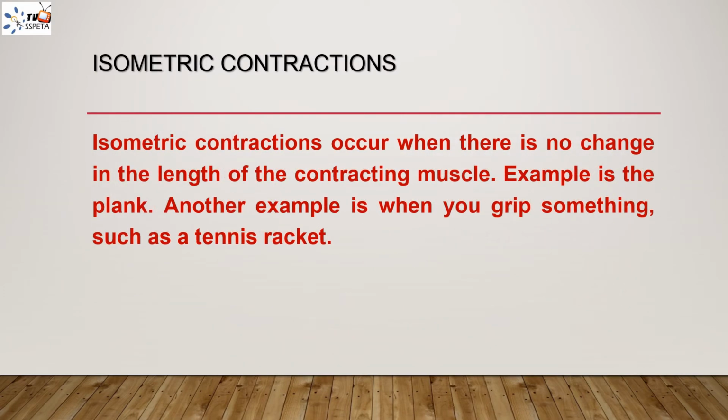Isometric contractions occur when there is no change in the length of the contracting muscle. An example is the plank. Another example is when you grip something, for example, a tennis racket.